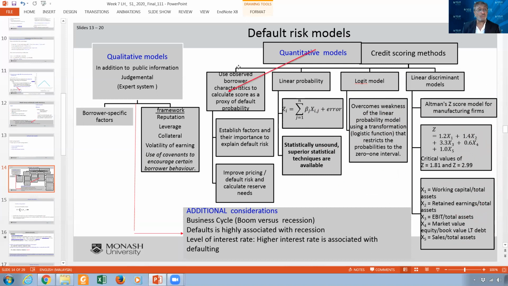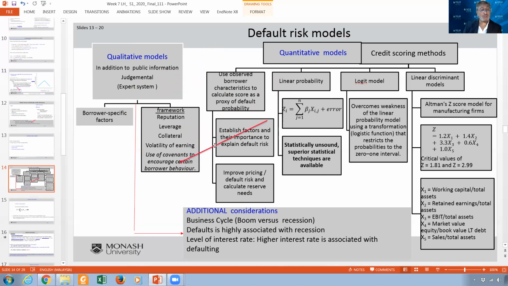But also we have what we call qualitative models. So also we have to take some information. We have to take information about the borrower specific factors like reputation, leverage, collateral, volatility of earnings. And we have to take into consideration the use of covenants to encourage certain borrower behavior. So these are factors actually included in granting the loans. We bring some terms and conditions, and we have to take into consideration all those issues.